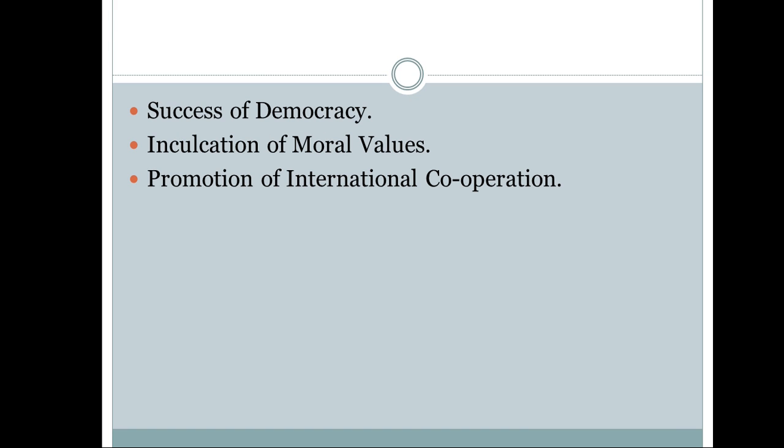Success of democracy. Now how can we achieve this success of democracy? First of all, what is democracy? As demo means people and cracy means rule, democracy is basically the rule of people. That is democracy, in which the people rule and they make their own decisions to make a government.